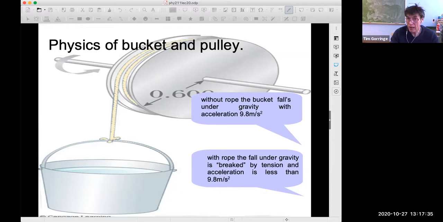Now, when you have the rope there, what happens is that the falling of the bucket towards the bottom of the well is actually braked, slowed by the tension in the rope. And so we'll discover that the bucket accelerates towards the bottom of the well when it's attached to the rope with a smaller acceleration than the acceleration of gravity. And the other thing that happens, of course, is that the pulley starts rotating as the bucket starts falling.